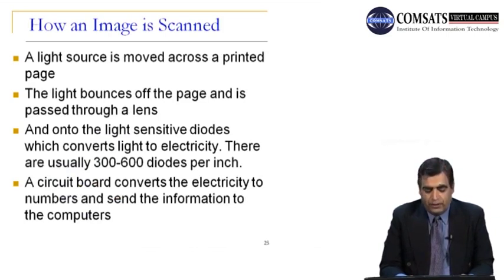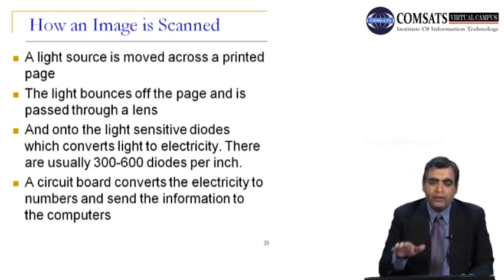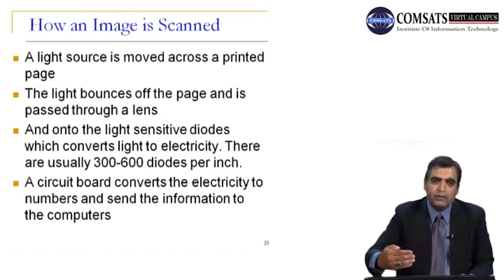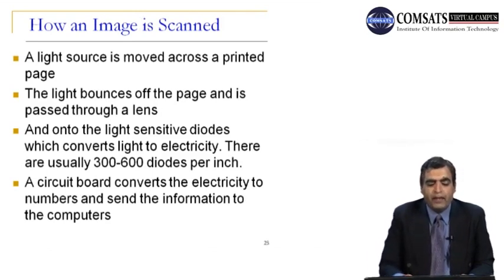A light source is moved across a printed page. You may have seen the flatbed scanners. You put the paper or the image on the flatbed scanner, you put the cover down, and when you switch it on, you see that a light goes across one time and then comes back two times.